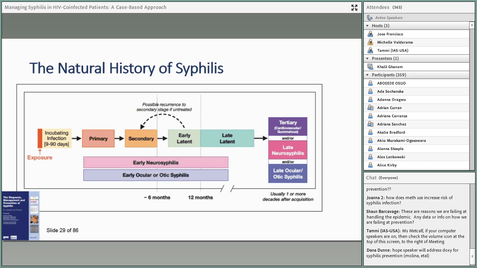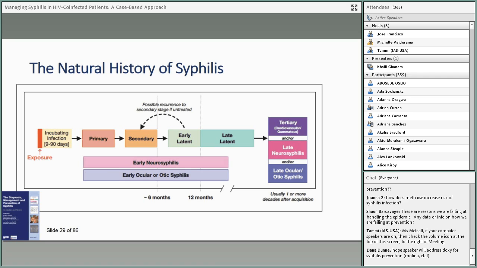In a nutshell, remember you can download the latest data for the U.S. on the CDC website. So now let's talk about management. And I'm going to briefly go over the natural history of syphilis for those of you who are not as familiar with it. So the natural history of syphilis, you get infected through sexual contact in general.